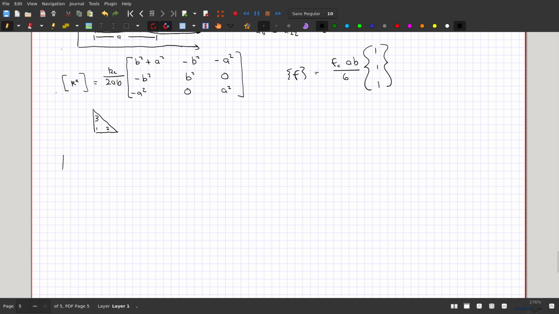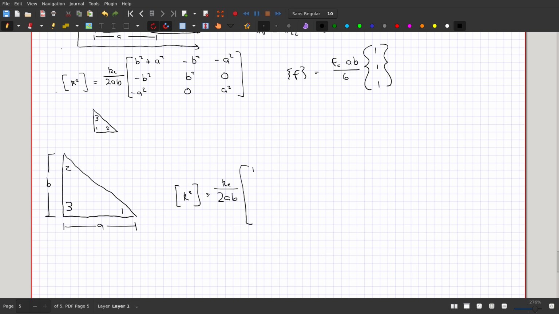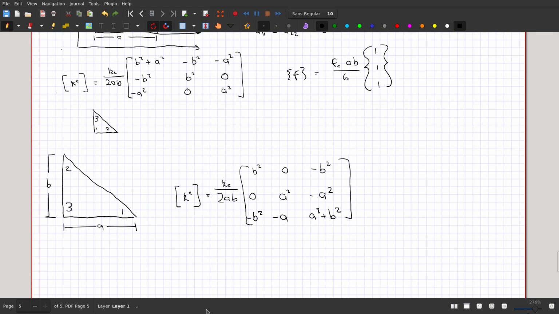However, if we had a different node numbering scheme, 1, 2, 3, again with this side length A, this side length B, then we would have a different element stiffness matrix, KE over 2AB, B squared. This will be the same.